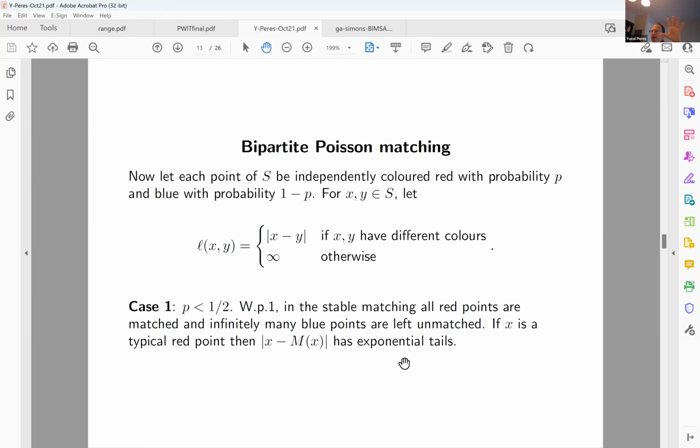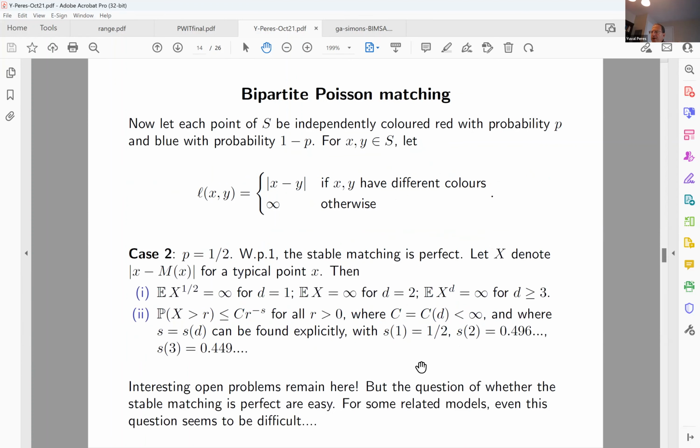We still know it's very easy to show that if the blue and red points have the same density, then they're all matched. While if the density of red is P, which is less than half, then all red points are matched, and there's a positive density of blue points that are left unmatched. That's very natural and easy to prove. If you have P equals a half, equal blue and red points, then the stable matching is perfect. All points are matched. And only in dimension 1 we understand the distribution of the matching distance.